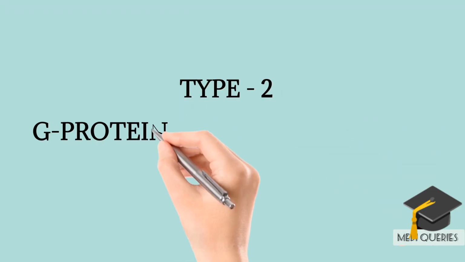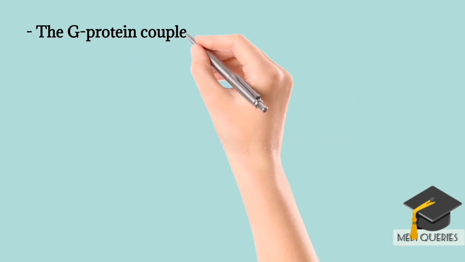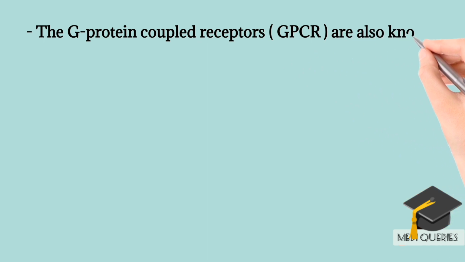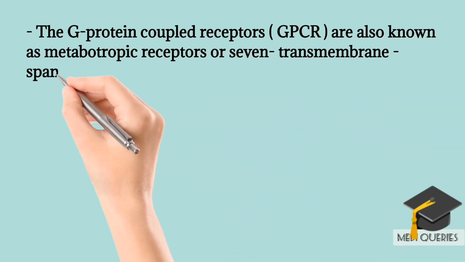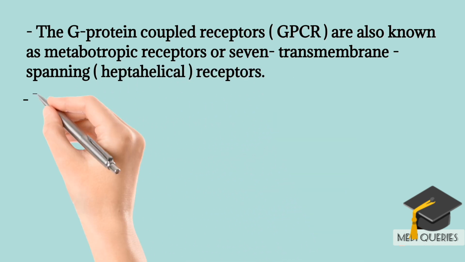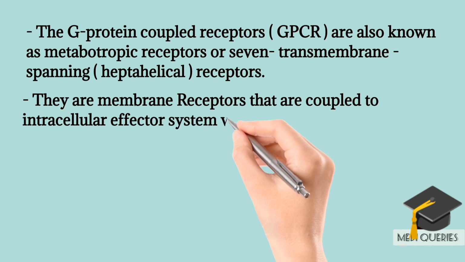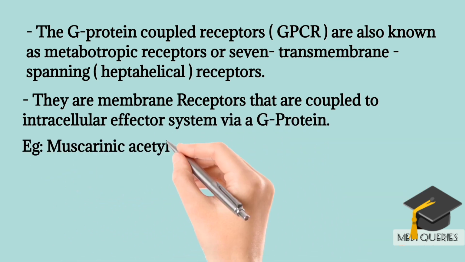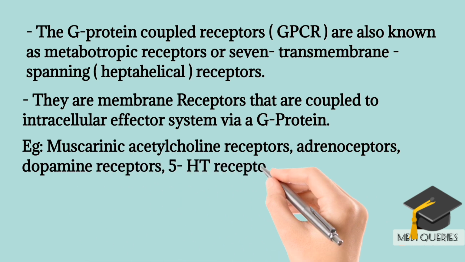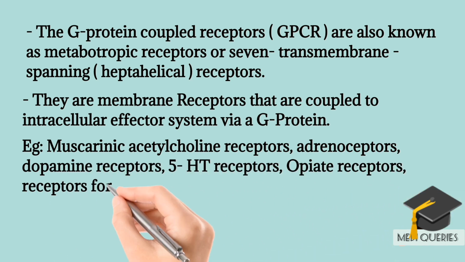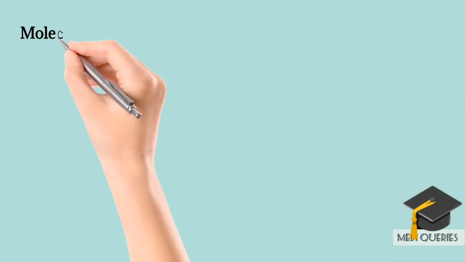The next category is G-protein coupled receptors. These are also known as metabotropic receptors or 7 transmembrane spanning heptahelical receptors. They are the membrane receptors that are coupled to the intracellular effector system via G-protein. Example: muscarinic acetylcholine receptors, adrenoceptors, dopamine receptors, 5-hydroxytryptamine receptors, opiate receptors, receptors for many peptides, purine receptors.